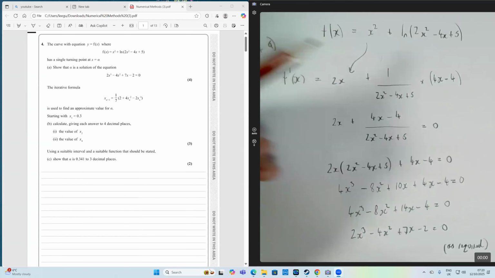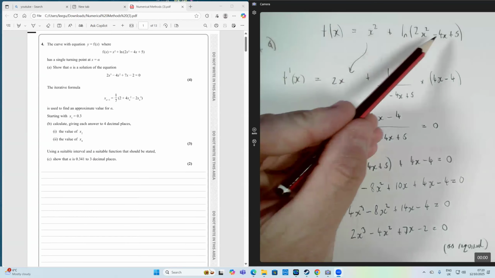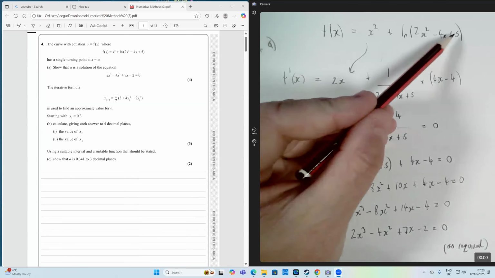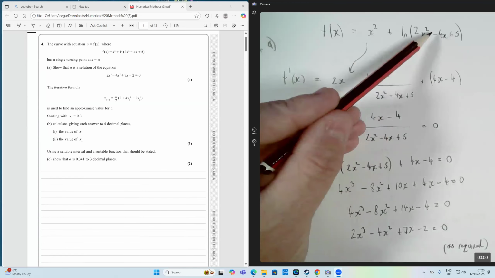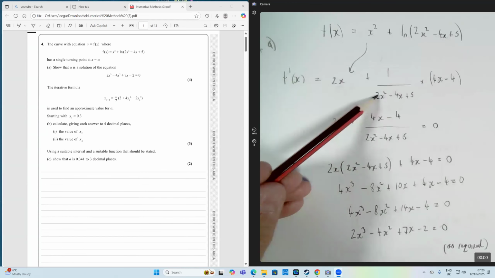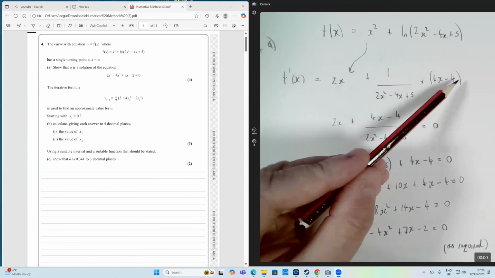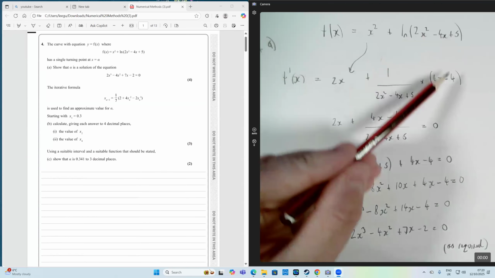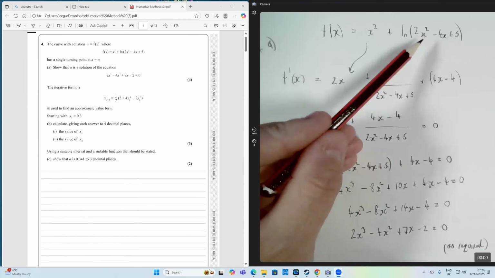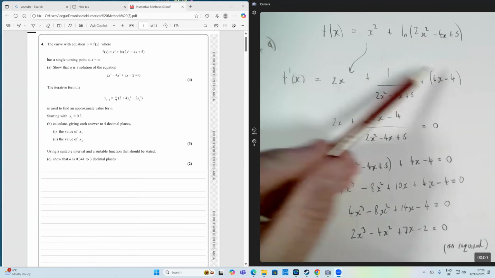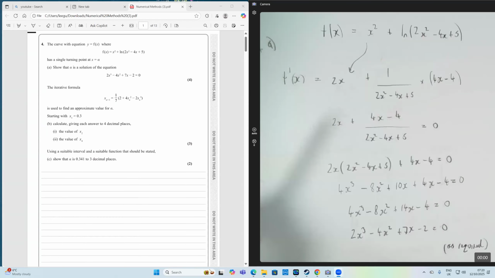minus 4x add 5, we have an outer function, which is the ln, and an inner function, which is this. So using the chain rule, when we differentiate ln of something, it goes to 1 over that something, and then we multiply by the derivative of the inner function, which in this case is the derivative of 2x squared minus 4x add 5. So that's going to be 4x minus 4. So this has come from the chain rule.